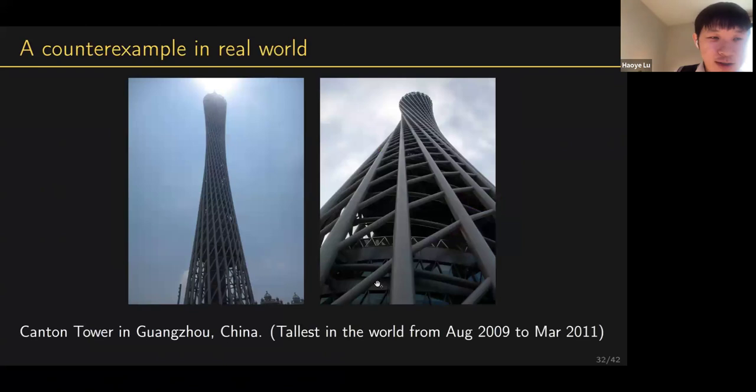Well, here's a counterexample in the real world, which is Canton Tower in Guangzhou, China, which was the tallest tower in the world from 2009 to 2011. And actually, as we can see, although this shape is elegantly bent, all the steel rods used to build the tower are actually straight. Well, it's very similar to our counterexample case.